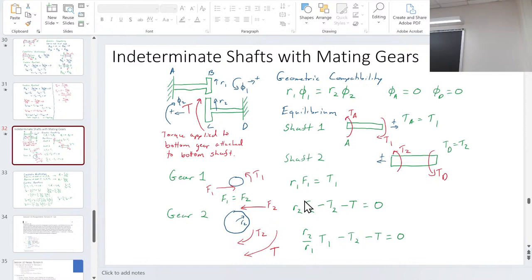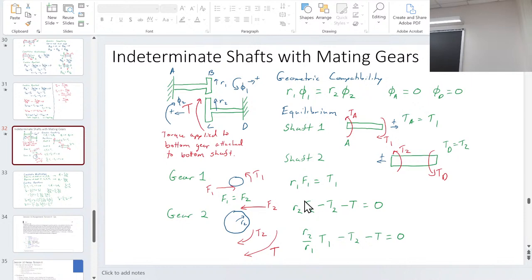So we could do internal forces for here. You have contact forces between the gears. The F1 and F2 that you see there, those contact forces are the same.